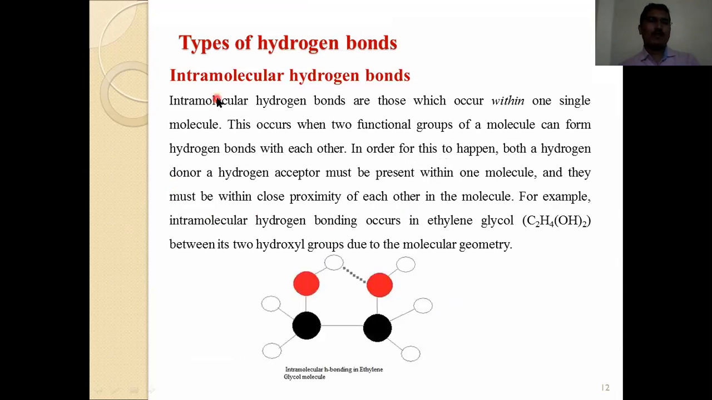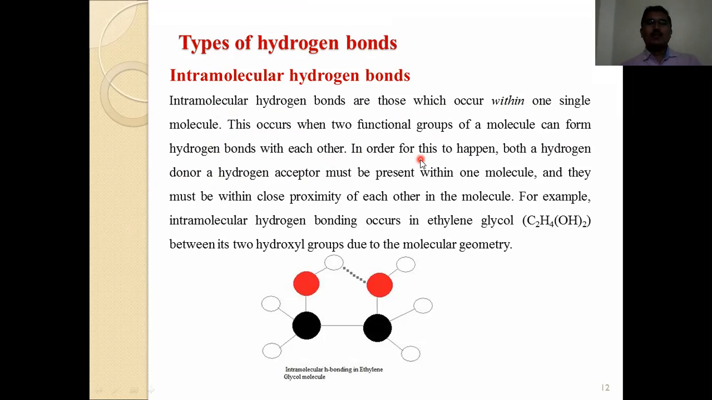Types of hydrogen bond. There are two types of hydrogen bond: one is intramolecular hydrogen bonding and one is intermolecular hydrogen bonding. Now we can see the intramolecular hydrogen bonding. Intramolecular hydrogen bonds are those which occur within one molecule, a single molecule. These occur when two functional groups of the molecule can form hydrogen bonds with each other.